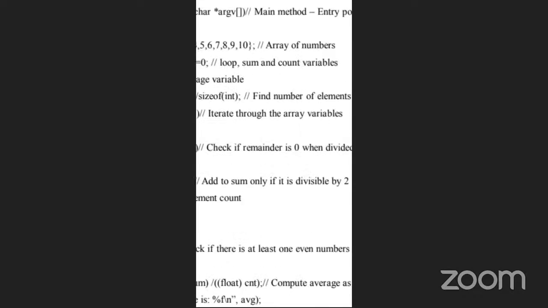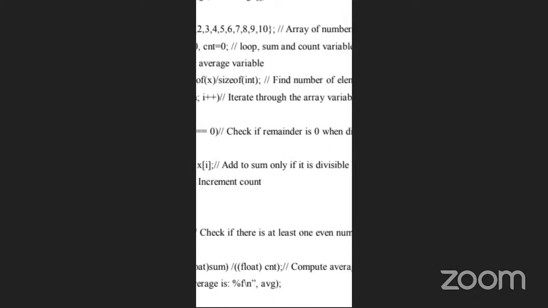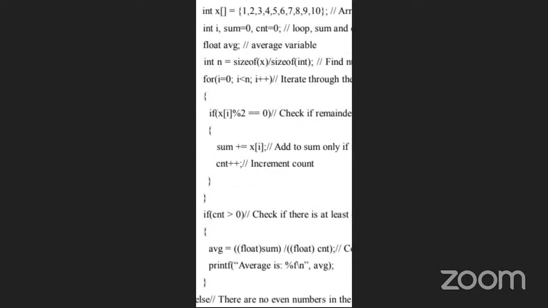Open bracket, if x of i % 2 equal to 0, check if remainder is 0 when divided by 2. Open bracket, sum plus equal to x of i, add to sum only if it is divisible by 2. cnt plus plus, increment count.